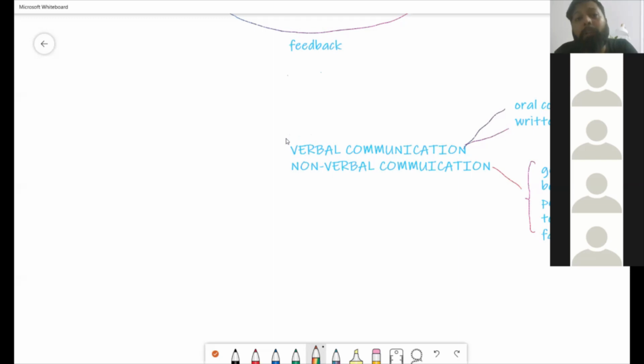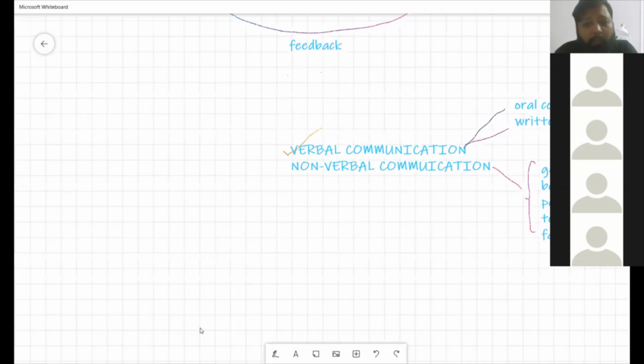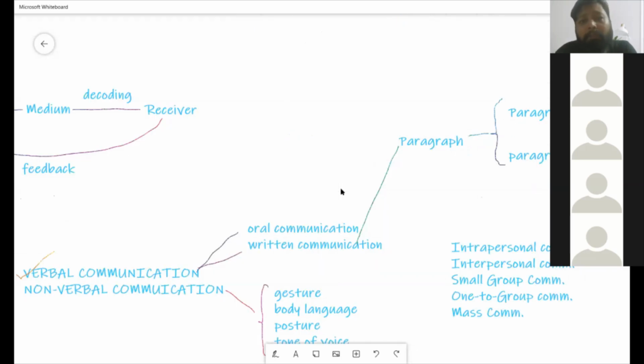Vis-a-vis non-verbal communication. Non-verbal communication is the communication in which you do not use your words. We'll come to non-verbal in just a second. When we talk about verbal communication, we have two types of it, as I told you, that is oral and written. Oral is easy to understand, and I don't think that you will ever face a problem in understanding oral communication.